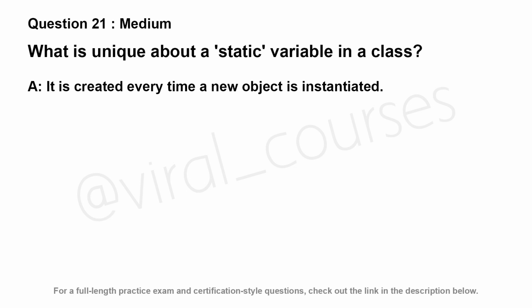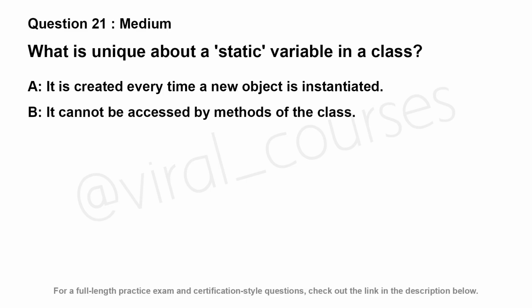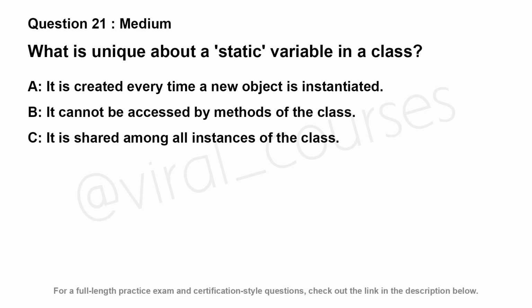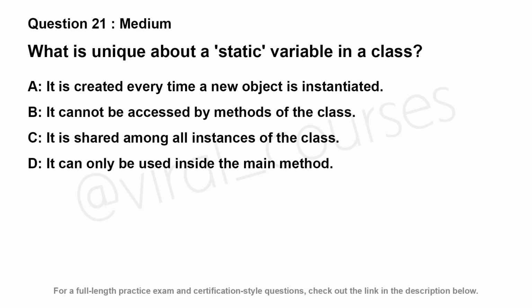What is unique about a static variable in a class? Option A. It is created every time a new object is instantiated. Option B. It cannot be accessed by methods of the class. Option C. It is shared among all instances of the class. Option D. It can only be used inside the main method.